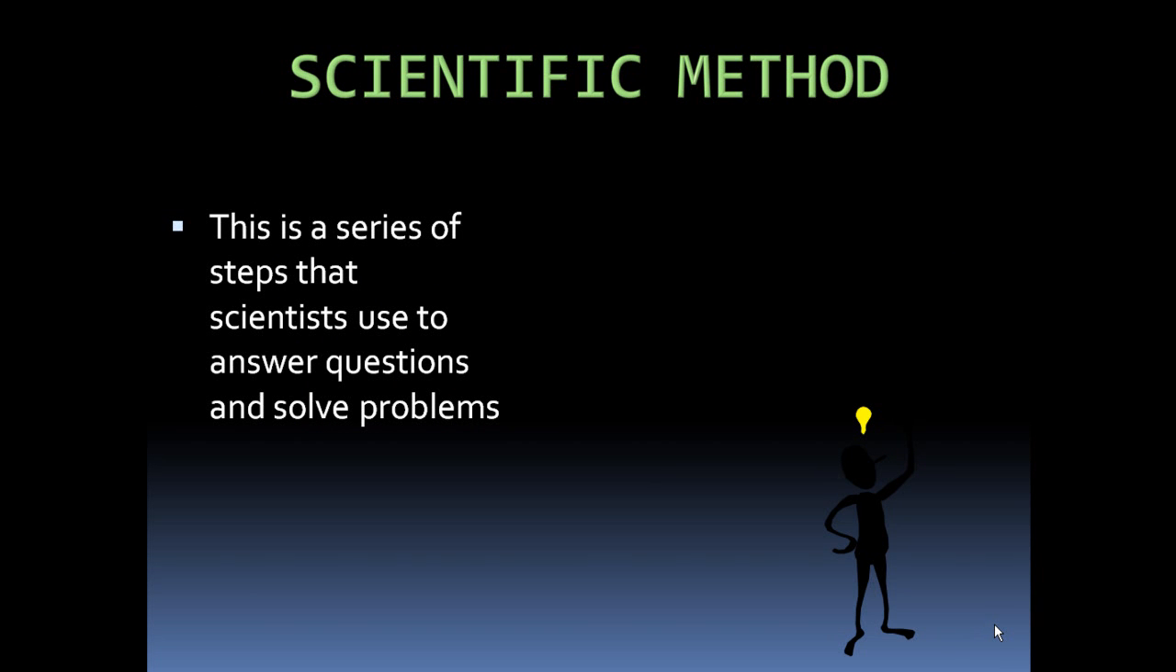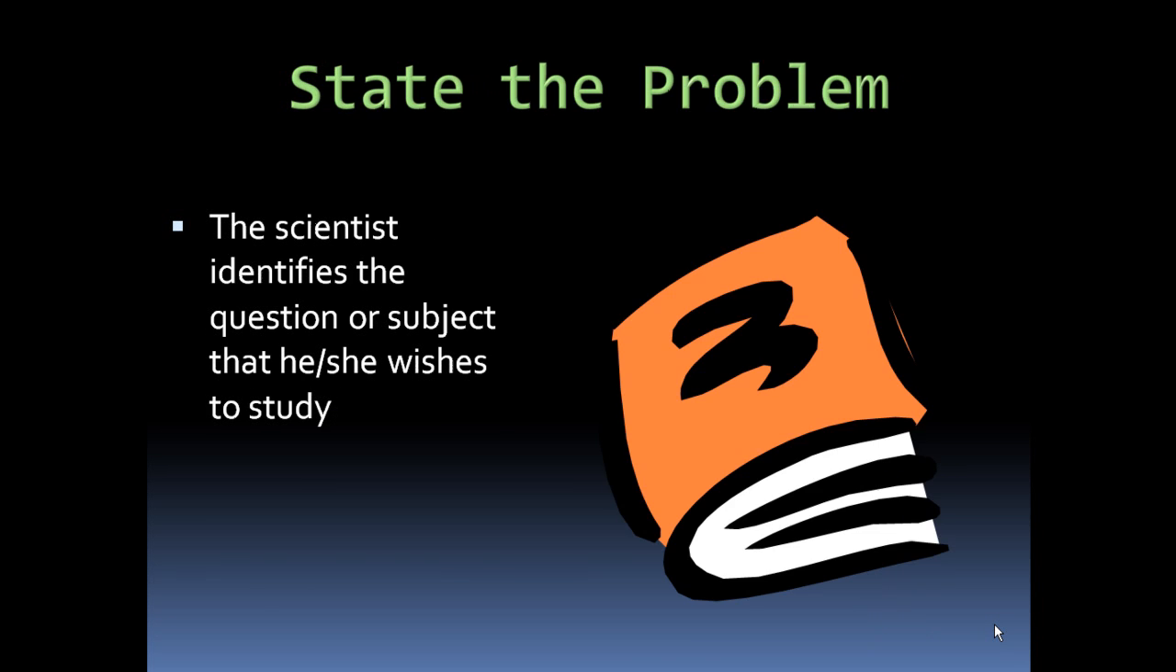The scientific method, that's something you probably hear a lot about. So what is it? Well, it basically is a series of steps that scientists use to answer questions and solve problems. They don't always use the steps in order, but these are just different things that scientists do at different times to be able to solve problems, and that's what science is really all about.